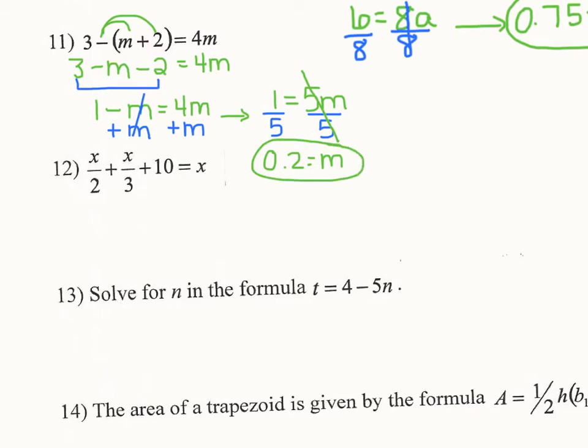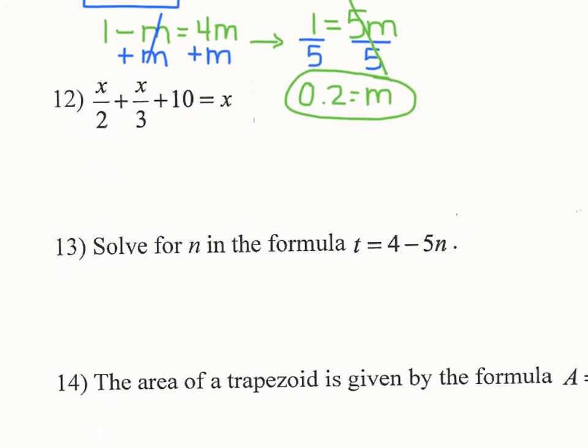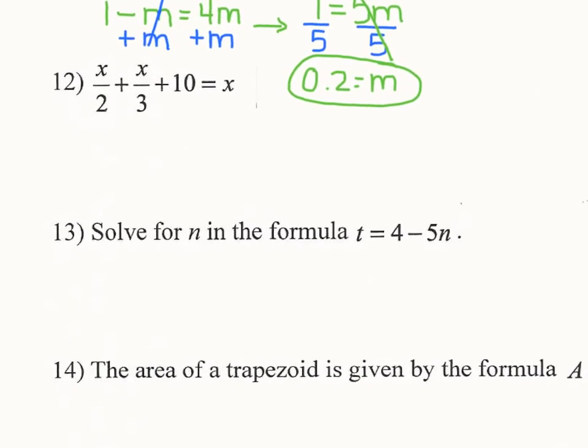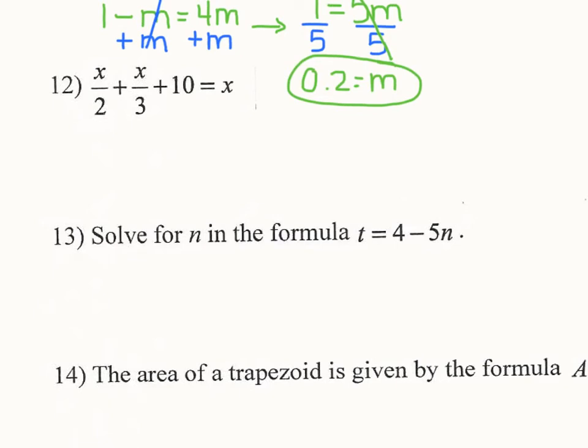Okay. All right, number 12. I get a lot of questions on problems like number 12. Again, I would get rid of those fractions first. That's the first thing I would get rid of. So I would look at my denominators, and I would look for something that they have in common, something that they would go into together. 2 and 3 both go into 6, so I'm going to take everything in the problem and multiply by 6.